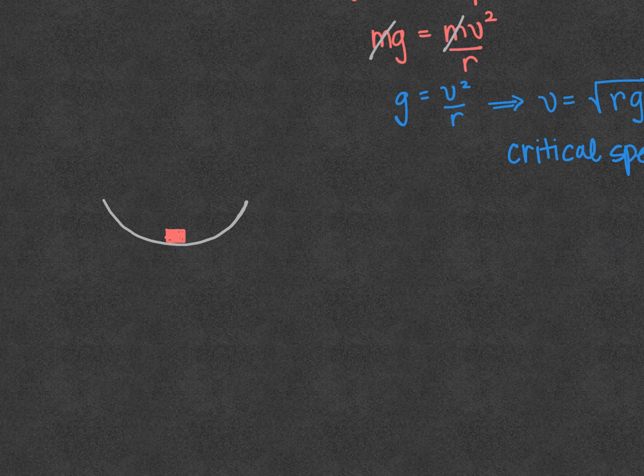When the object's at the bottom of the hill, it's in this arc. So let's draw a free body diagram of all the forces. We've got the weight force straight down, and then there is a normal force straight up because the surface is pushing up on the object. Now the center is above the object in this case, so let's make above the object the positive direction and below the negative.